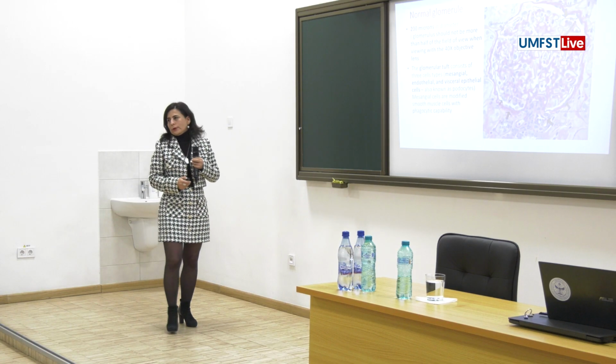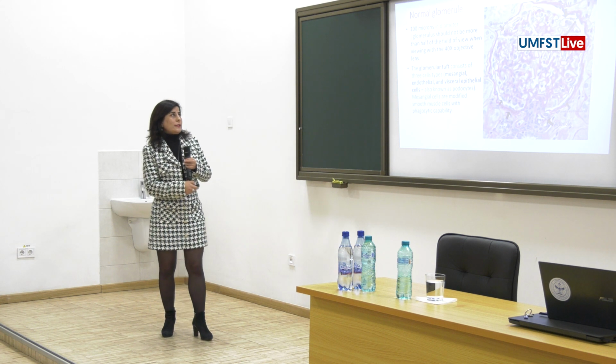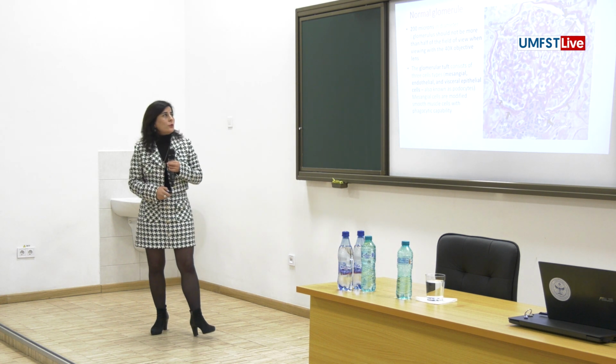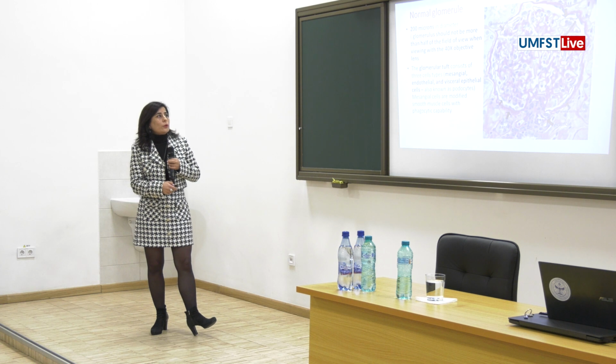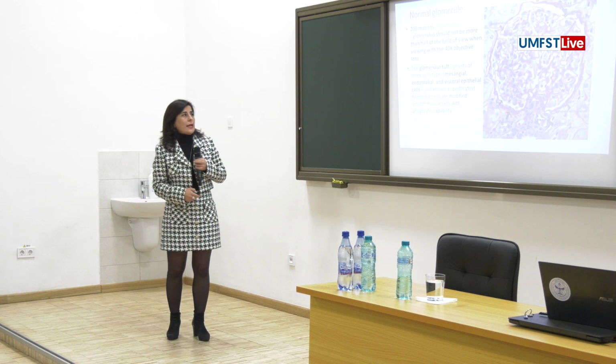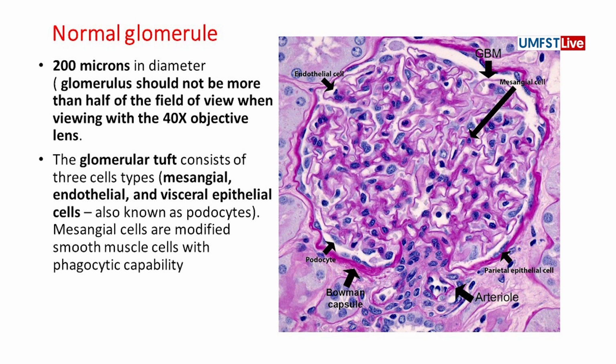In a normal glomerulus, we see 200 microns, usually. The glomerular tufts consist of 3 cells. These are mesangial cells, endothelial cells here. These are the podocytes. This is the Bowman capsule. And you see here the parietal cells. And this is the arteriolar area. And here, the glomerular basement membrane along the capillaries.